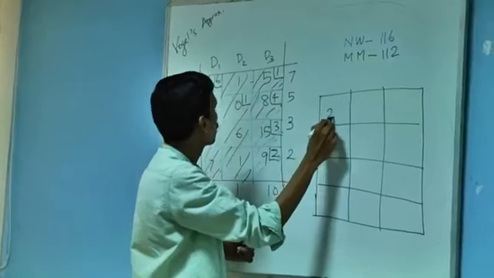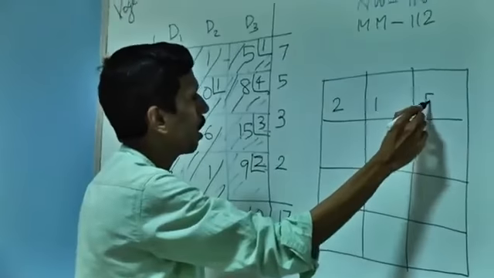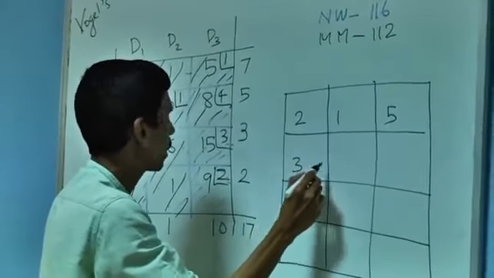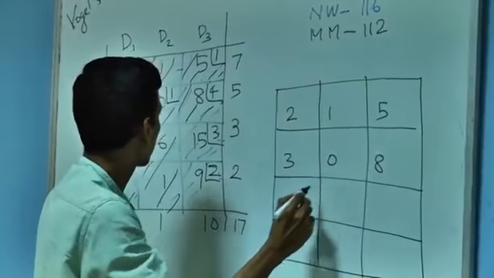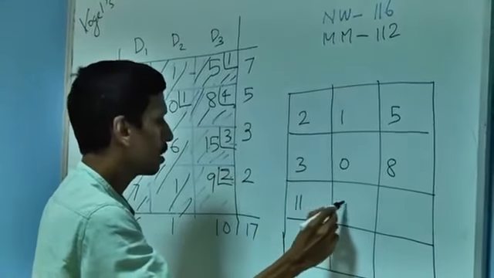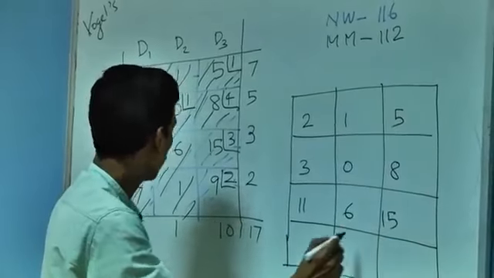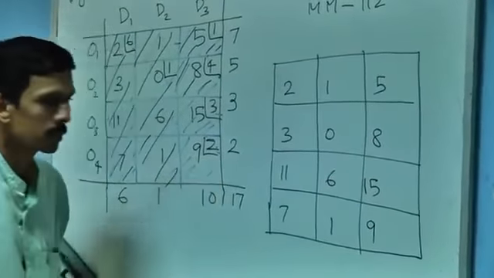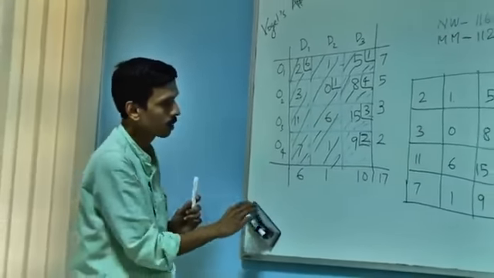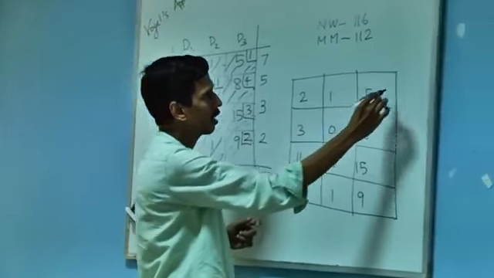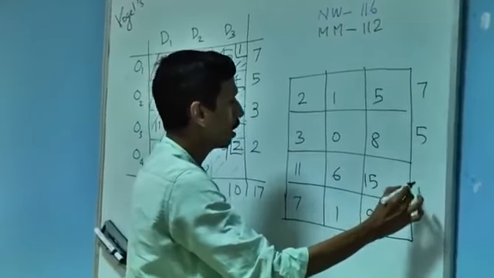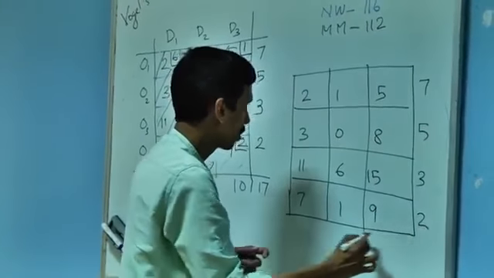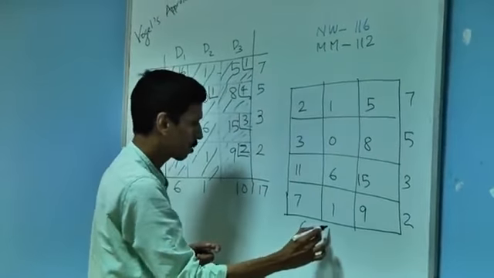The costs are like this: 2, 1, 5, 3, 0, 8, 11, 6, 15, 7, 1 and 9. The requirements and demands are like this: 7, 5, 3, 2, and then 6, 1, 10.